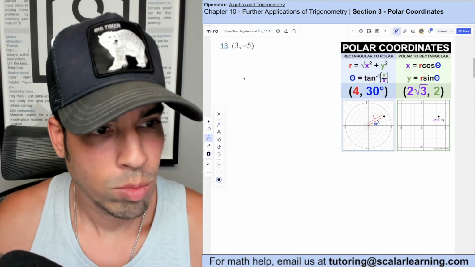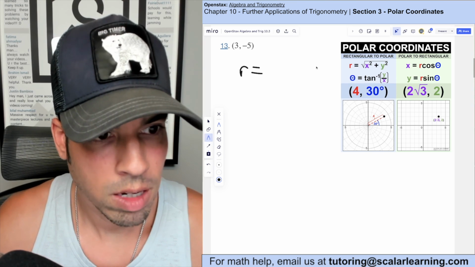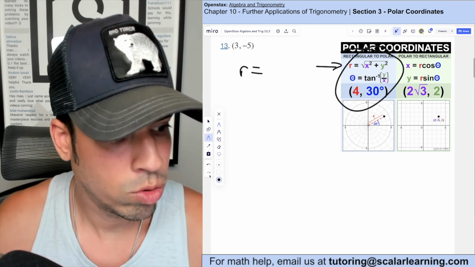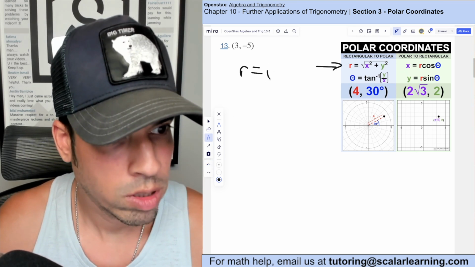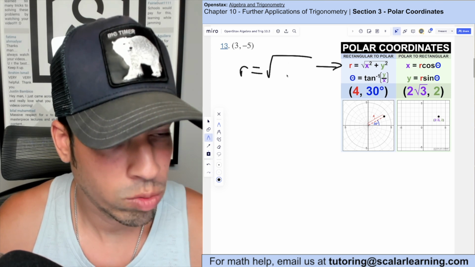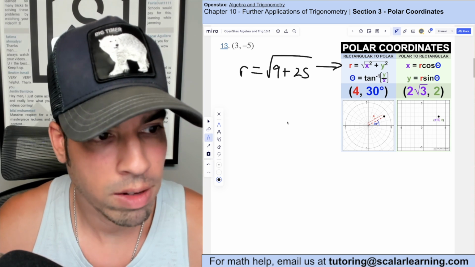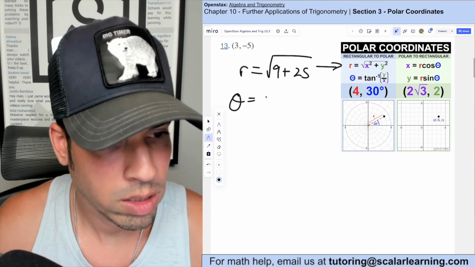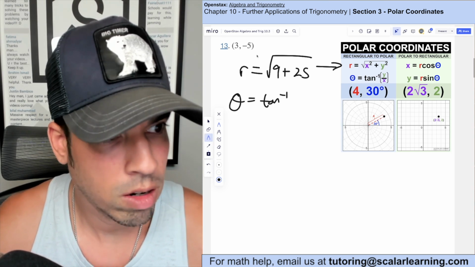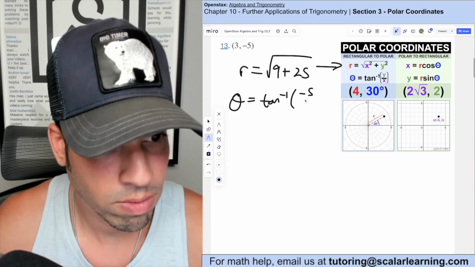Done. So for this one, we're going to start by calculating r based on this part of the infographic in blue, and we're going to take the square root of x squared, which is 3 squared, which is 9, plus -5 squared, which is 25. And then for the theta value, we're going to take arctangent, right, of y over x, that's -5 over 3.